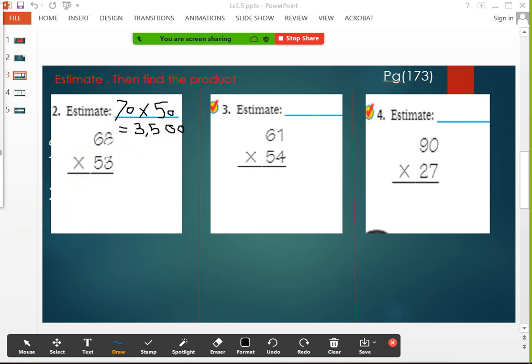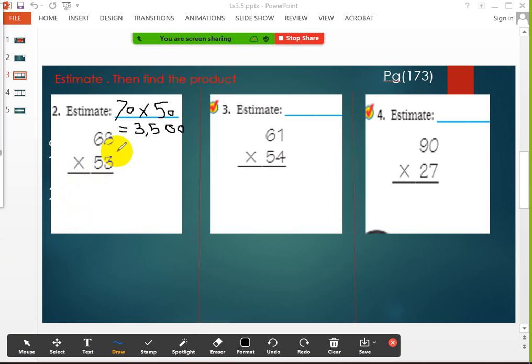Now let's choose another girl to help me. Yes, Lana? Okay, Lana. Open your mic, Lana. Let's start with you. I want you to multiply. Now start with regrouping to multiply 53 with 68.